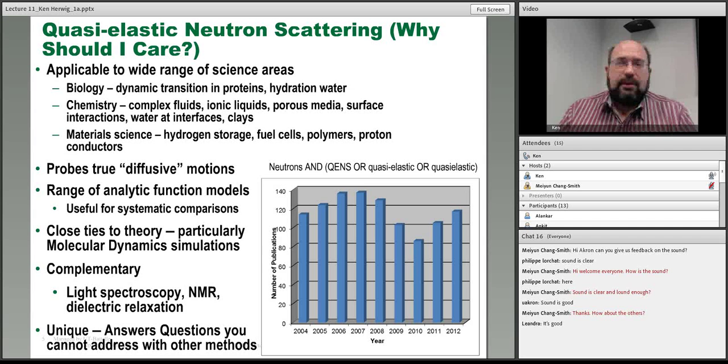If you look in the literature and do a simple search on neutrons and either quins or quasi-elastic, in either one of its two forms that I've given in the chart over here in the corner, you'll see that there are about 100 to 120 papers a year published in this field, and that's fairly typical. It's fairly constant over several years, and some of them are relatively high impact. So you might take a look at the literature to see where quasi-elastic scattering is playing a role.